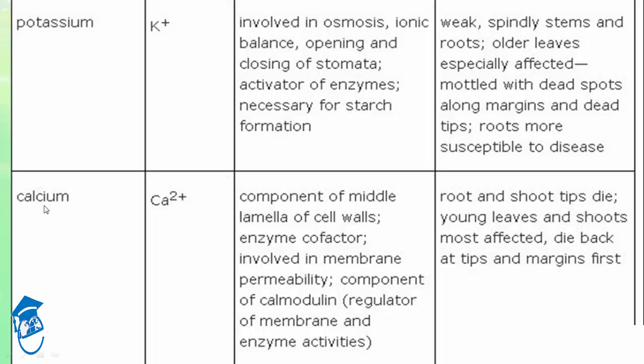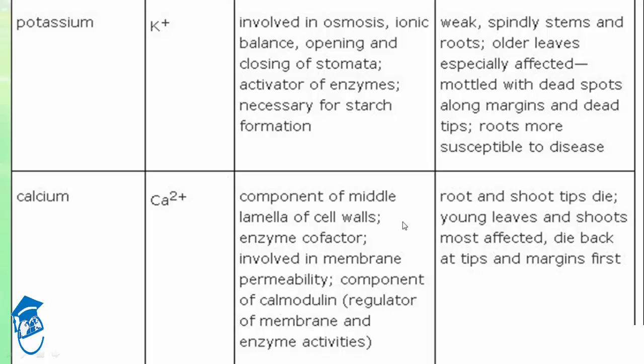Okay, now come to the calcium, which is another macronutrient which is absorbed in the form of calcium 2 plus ion. Calcium's role in plant development is that it is a component of middle lamella of cell wall. It is also involved as an enzyme cofactor. It is involved in membrane permeability and is a component of calmodulin, which is a regulator of membrane and enzyme activity.